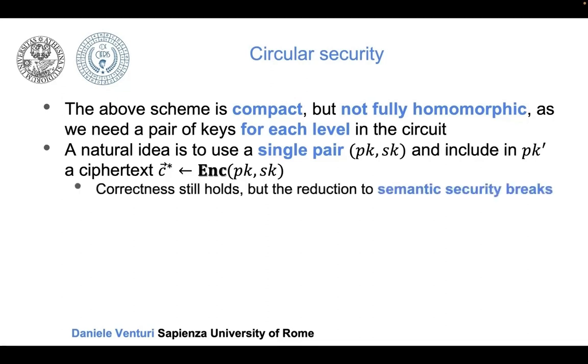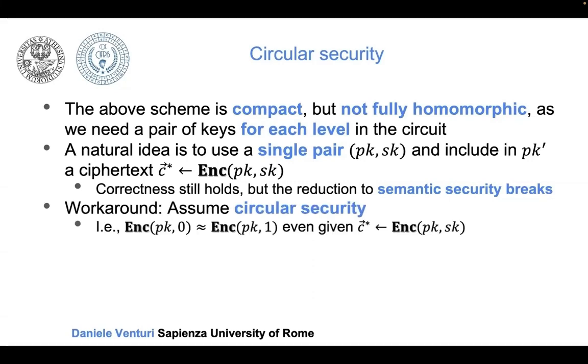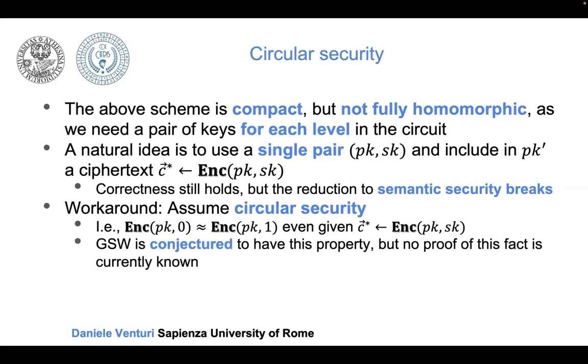And this is actually not known to be something that you can do in general. There are encryption schemes that become completely broken if you publish an encryption of the secret key under the public key. This is called circular security. And if you assume this assumption to be true, which is, for instance, believed to be true for the GSW scheme, then you can actually get a fully homomorphic encryption scheme under the LWE assumption.